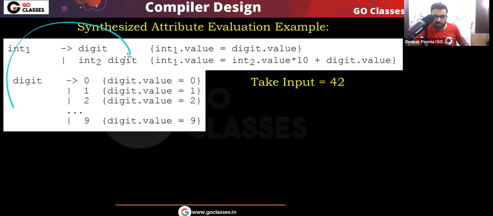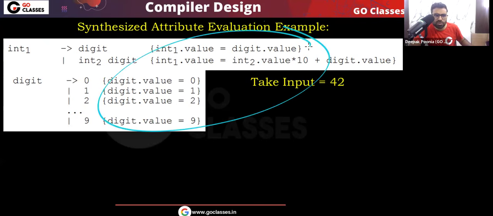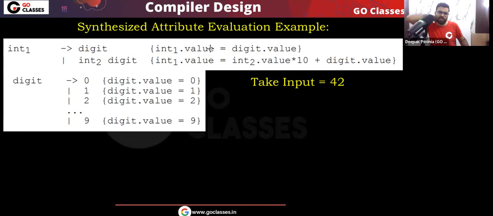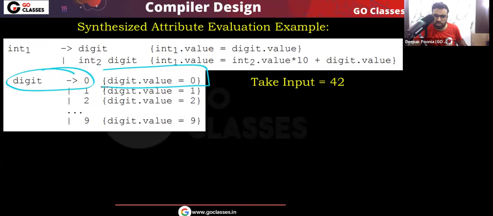Okay, and with these productions, semantic rules are also associated. These semantic rules will tell you how the attributes will be computed. For these non-terminals, int and digit, we are associating this value attribute. Let's focus on the production digit going to 0, and this is the semantic rule associated with this production: digit.value equals 0. Corresponding to this production, this is the semantic rule, and here we are computing the attribute of LHS.